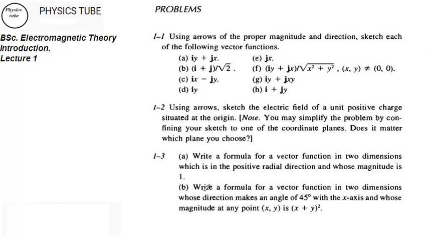Then the last question in this lot: write a formula for a vector function in 2 dimensions whose direction makes an angle of 45 degrees with the x-axis and whose magnitude at any point x, y is (x plus y) whole squared. These are all very simple questions, almost all in 2 dimensions. They have not used the z direction anywhere. Initially I cannot give you very tough questions, so I'm giving quite easy questions and I expect you will answer them very comfortably. Thank you for today. I'll very quickly come with my lecture number 2. Thank you.